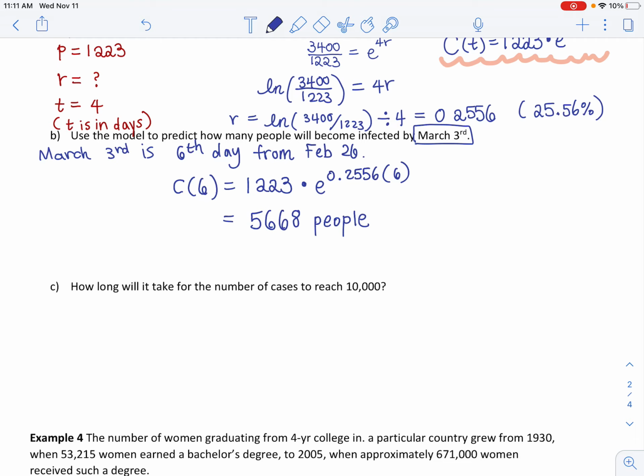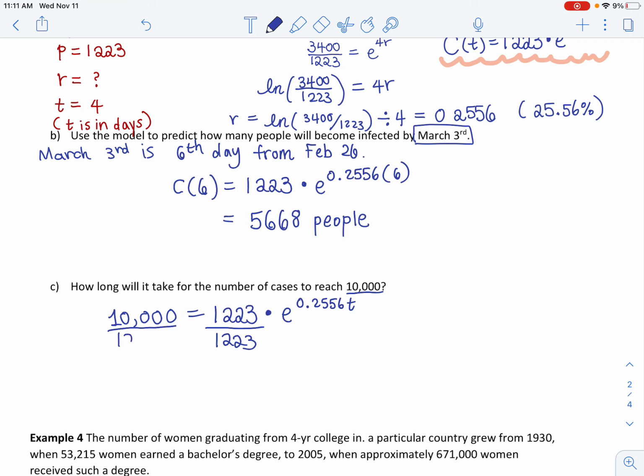How long will it take for the number to reach, okay, guys, it's only 10,000. Now I'm saying only 10,000, but now we should probably look at like 1 million, right? But okay, I'm going to do this problem. 10,000 equals the function 1223 times e raised to the 0.2556 times t. We're going to figure out what t is, okay?